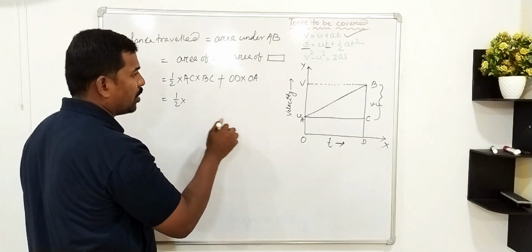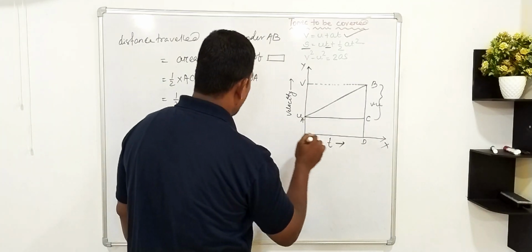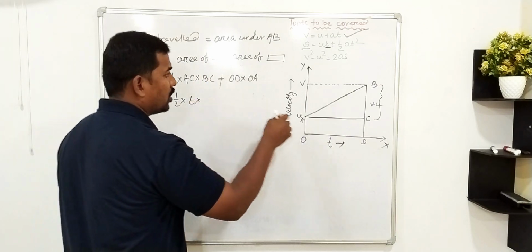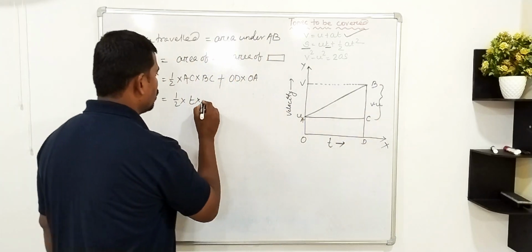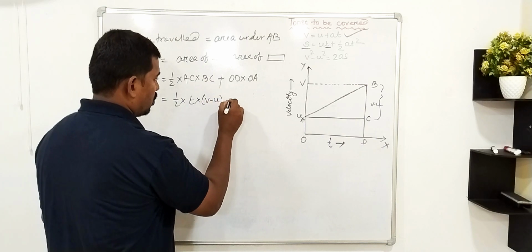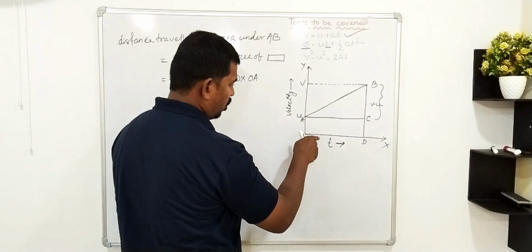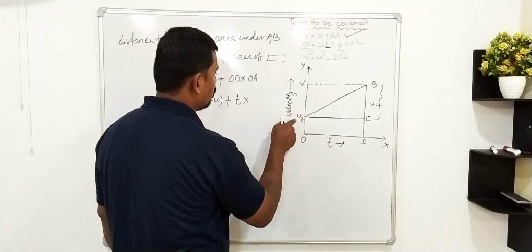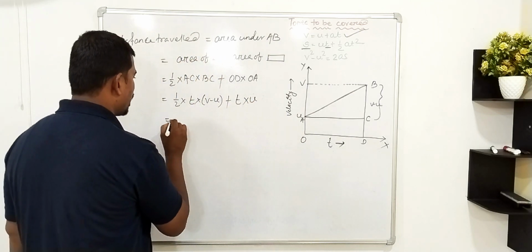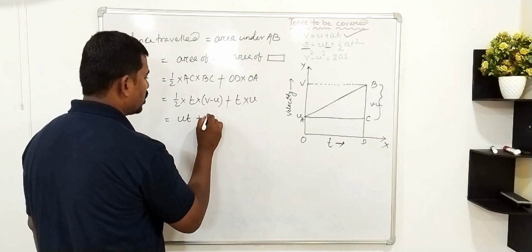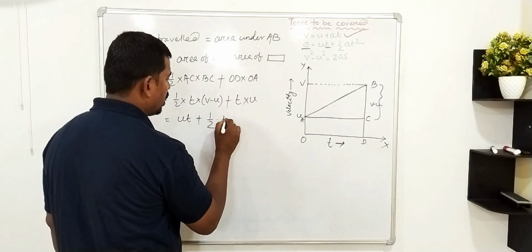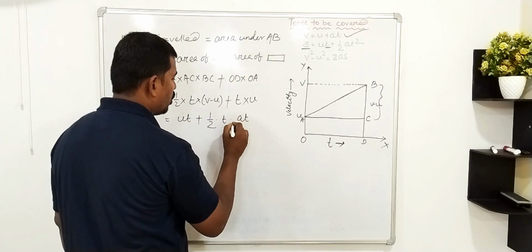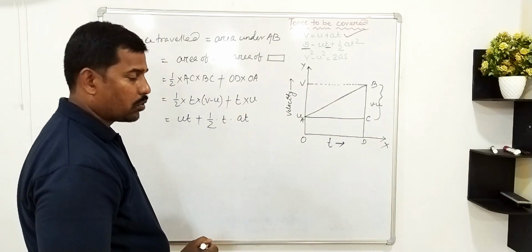Now replace the values. Half AC becomes T, into BC, and BC is your V minus U, plus OD is equal to T and OA is equal to U, the initial velocity. So you can write ut plus half T into at. This at comes from the first equation of motion.